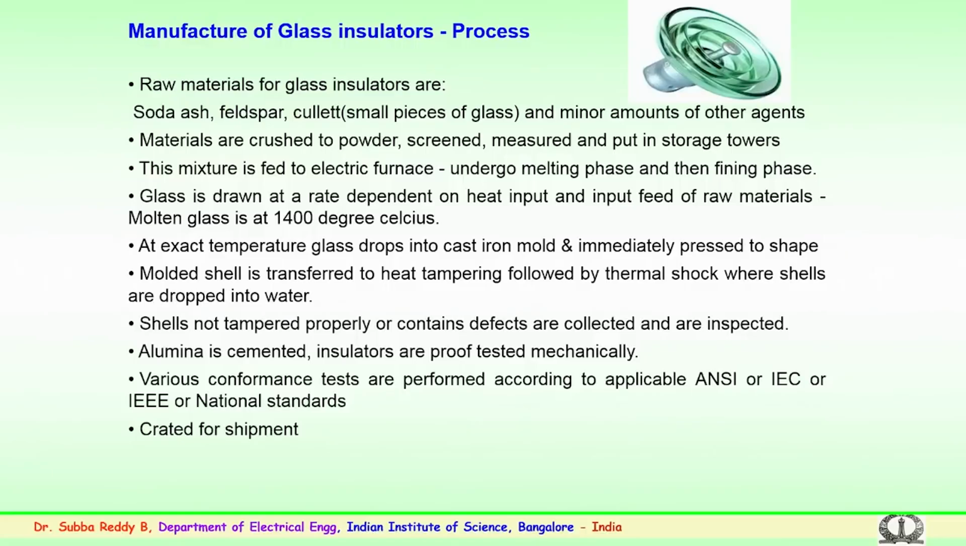Alumina cement is then used for cementing, and the insulators are further sent for proof testing, both mechanically and electrically. Various tests, known as routine tests, are carried out at the factory, which we will discuss in future discussions. These conformity tests are done according to the applicable standards, which could be IEC, IEEE, or national or European standards, and the insulators are tested.